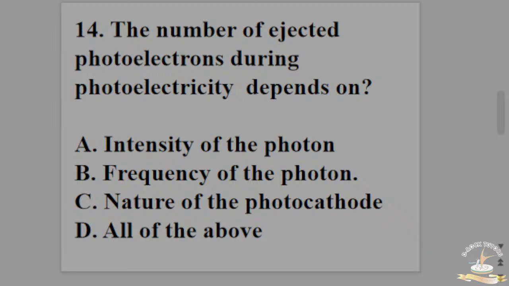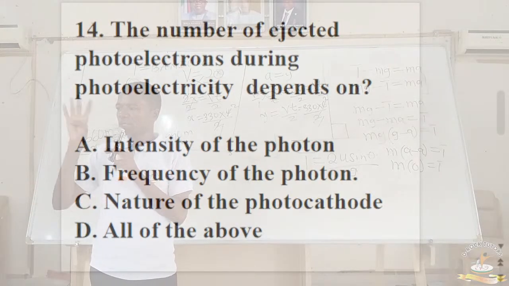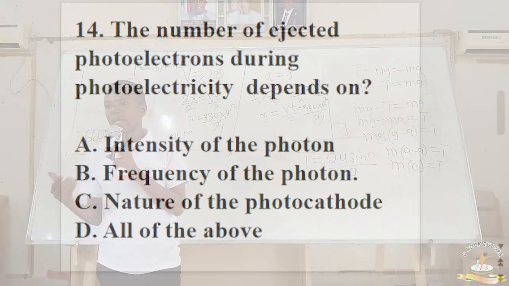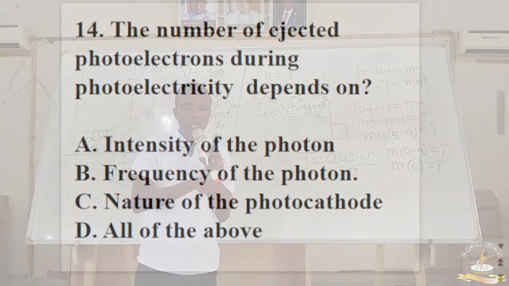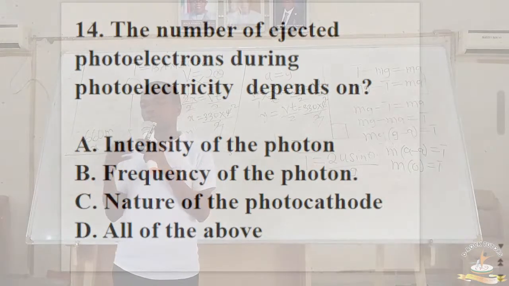Once again, the number of ejected photoelectrons only depends on the intensity of the photon or light. But the kinetic energy of the ejected photoelectrons depends on four factors: the frequency of the light or photon, the color of the light or photon, the wavelength of the light or photon, and finally, the nature of the photocathode or the nature of the material of the photocathode.